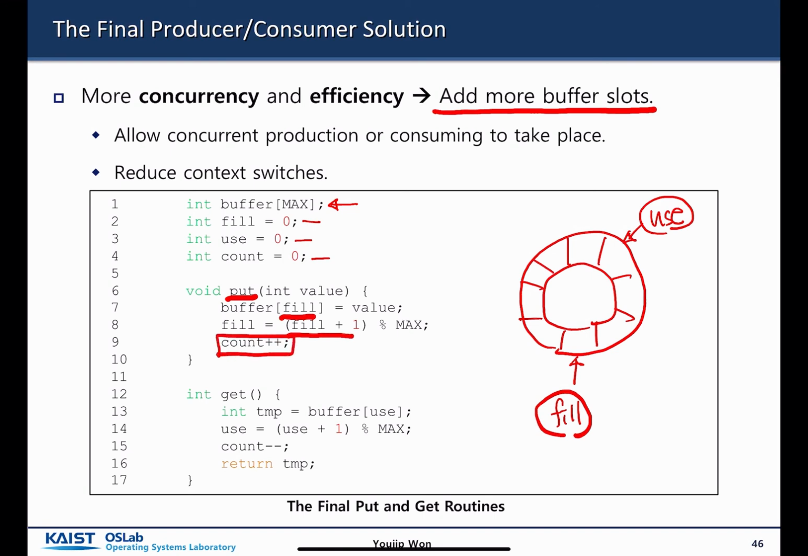So count is the number of contents in the buffer. And there is a temp variable, and it increases the use pointer by 1. And then it decreases the number of contents in the buffer, decreasing count by 1 here. So that is the fill process and the use process. So there is some contents, some contents, some contents. Okay, this is how it works.